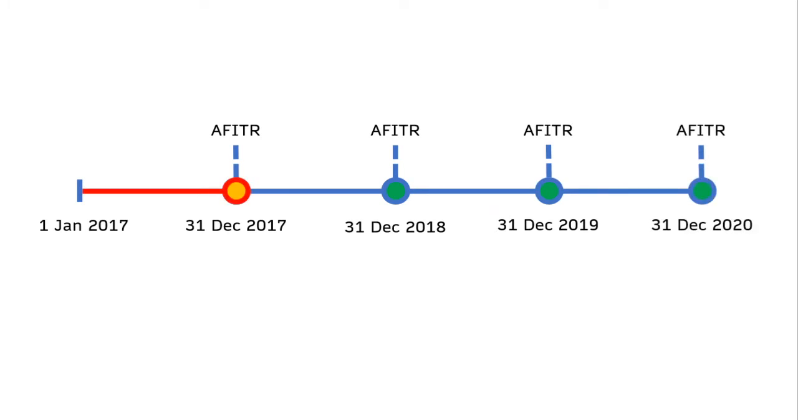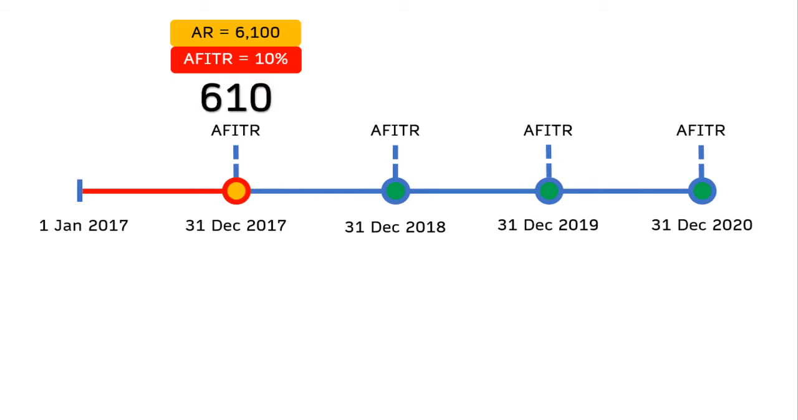Let's look at the first year end. The information that we need is the balance of accounts receivables as at 31st December 2017, which is given as 6,100, and the estimated allowance for impairment of trade receivables, which is 10%. We need to provide allowance for impairment of trade receivables of 610. To record this, we need to compare it with the previous allowance, which is 0, because we just started our business and we don't have any allowance for impairment of trade receivables.